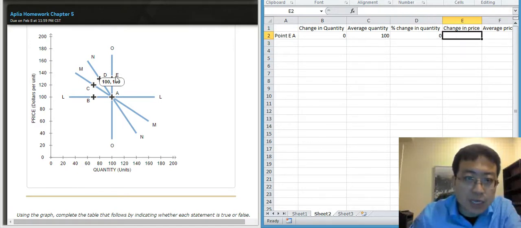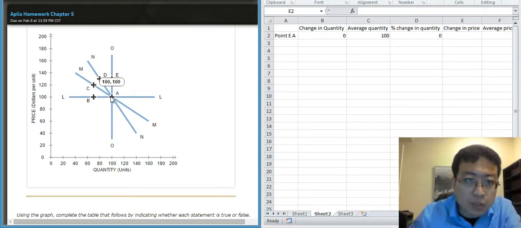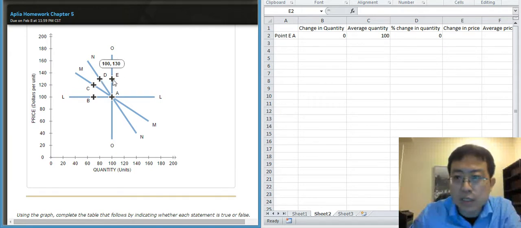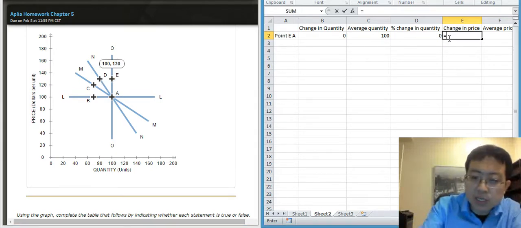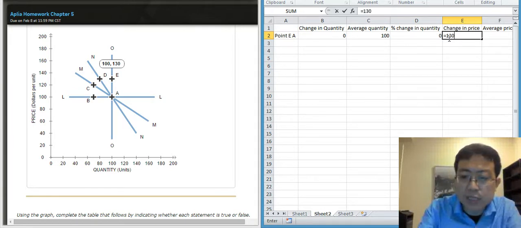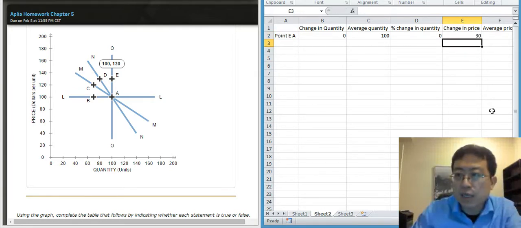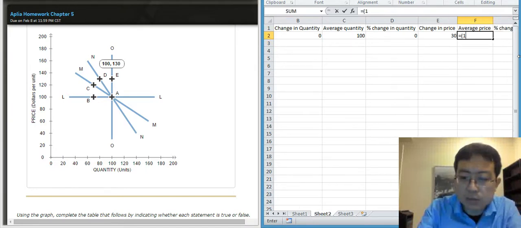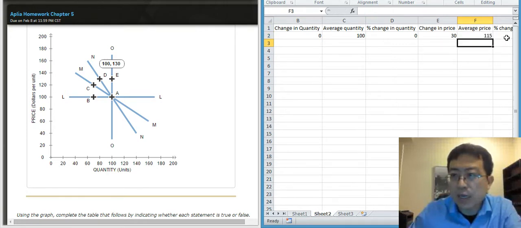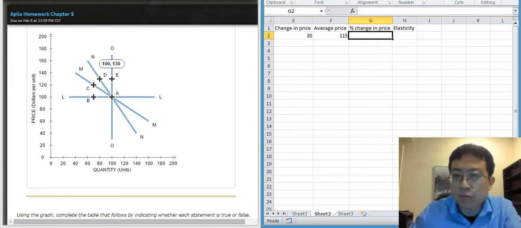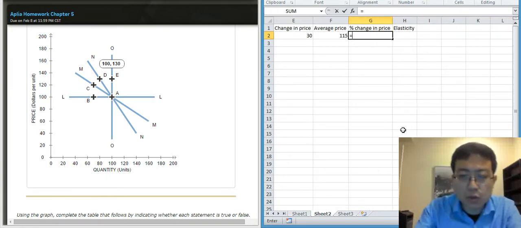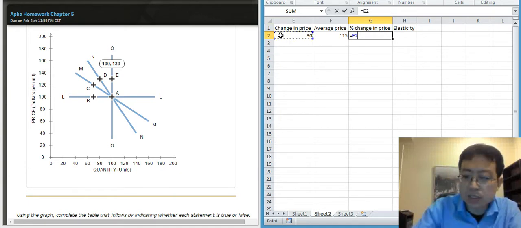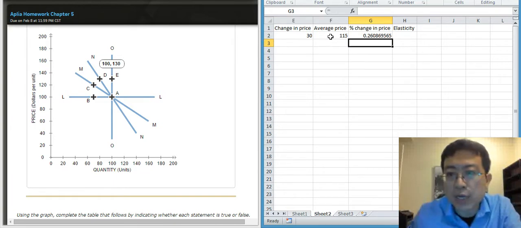And then change in price. At point A, our price is 100. At point E, the price is 130. So change in price, equal sign, 130 minus 100, which gives you 30. And the average price, again, equal sign, 130 plus 100, and then divided by 2, that's 115. And then next one, your percentage change in price. This equals your 30, which is the change in price, divided by your 115, your average price. So that gives you 0.2608.